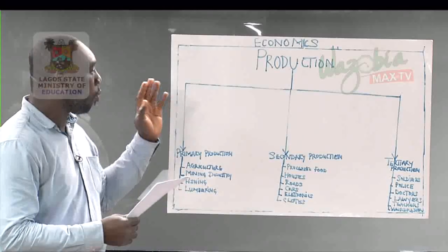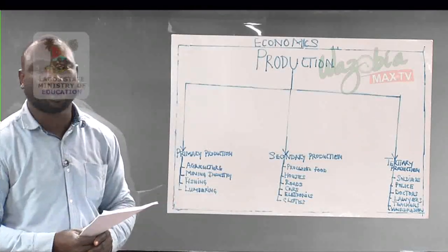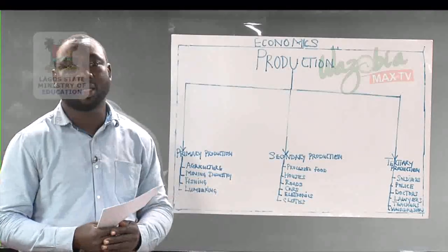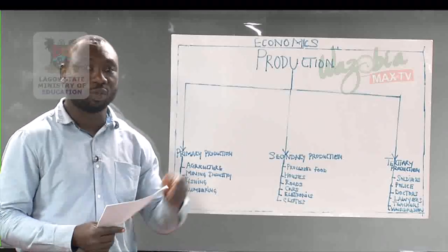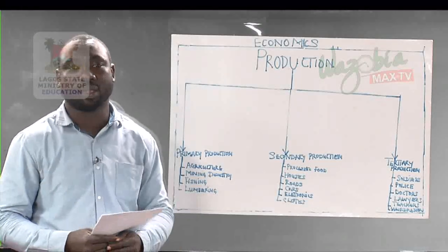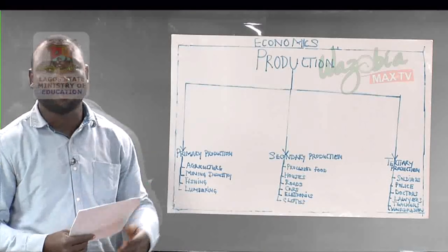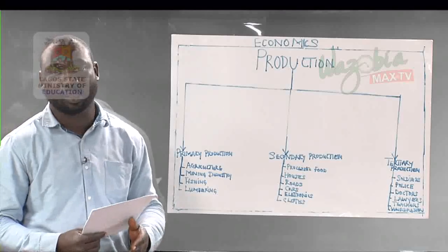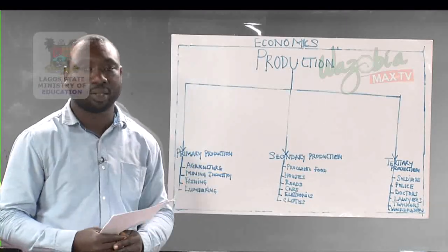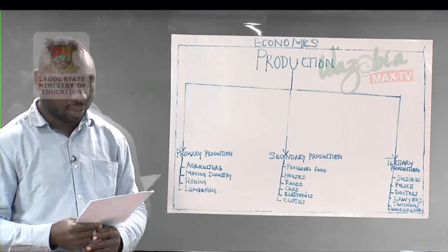Now, what is production? Production can be defined as the creation of what? Utility. And you know that utility is the satisfaction that human beings derive from taking or consuming a commodity. And that commodity is the production that involves producing goods and services for the final consumer. The final consumers are the final users of those goods and services.